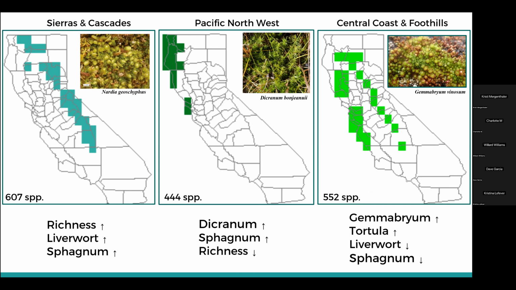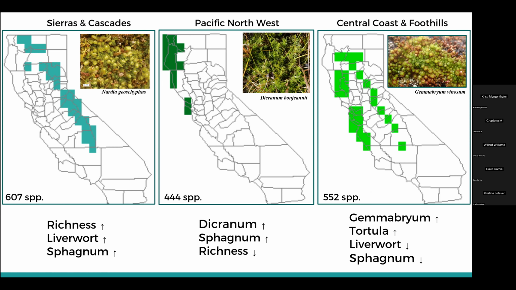Next, moving to the PNW region, which I imagine would be most similar to some of the mosses and bryophytes you'd see in Oregon, at least on the western side. So in this region specifically, there's a number of Dicranum species that are absent in all the other regions that are only found in this area, and also moving into Oregon and Washington. And one of those is this Dicranum bonjeanii. I'm not sure how to pronounce it, but you got it. As well as there's a high number of sphagnum species here as well. But overall, compared to the Sierra Nevadas and Cascade ranges, this has a lower richness with 444 species.